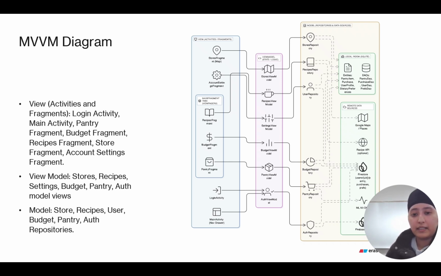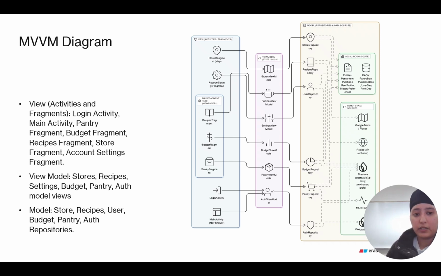Each repository acts like an interface between Firebase and the view model. For example, the pantry repository will handle all Firestore reads and writes for pantry items, and the auth repository wraps Firebase auth operations. This keeps Firebase details out of the view model and makes it easier to switch data sources later if we need.